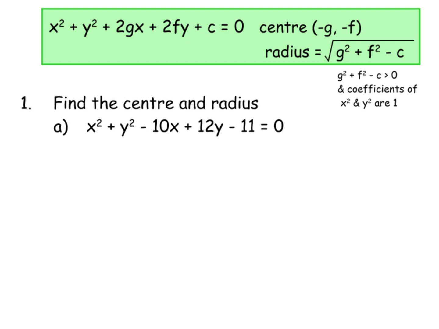One little thing to note is that for a radius to exist, this bit here has to be greater than 0. And the coefficients, i.e. the numbers in front of the x squared and y squared, have to be 1.